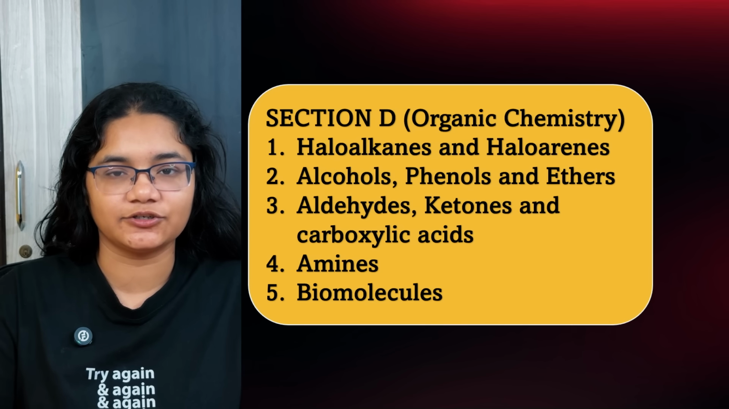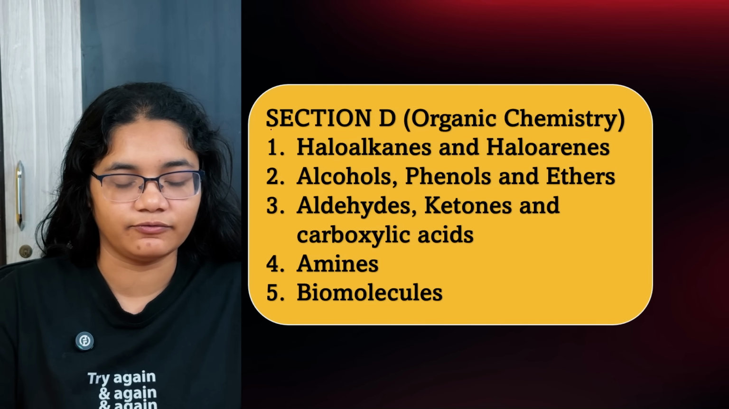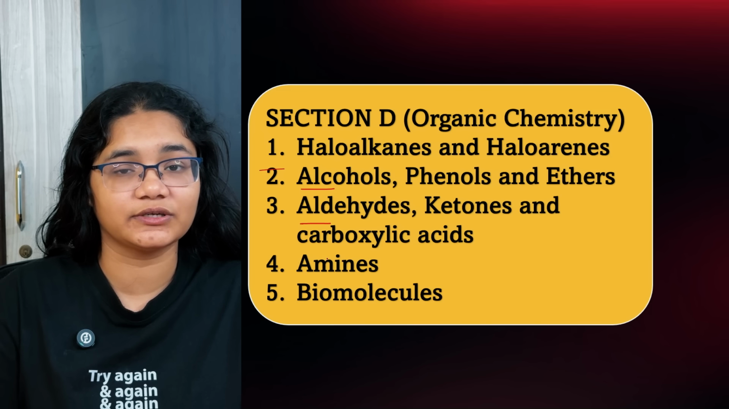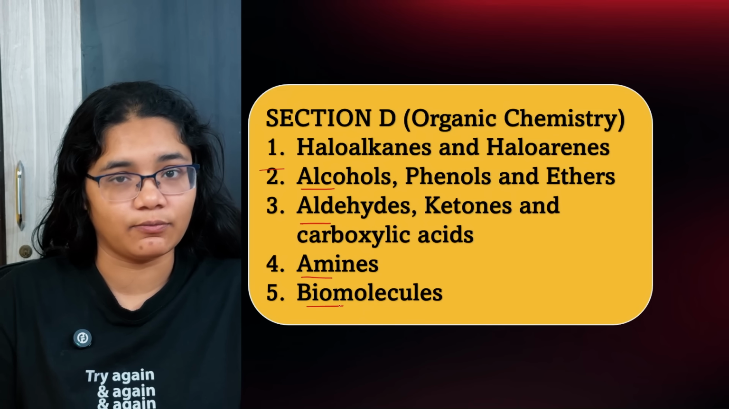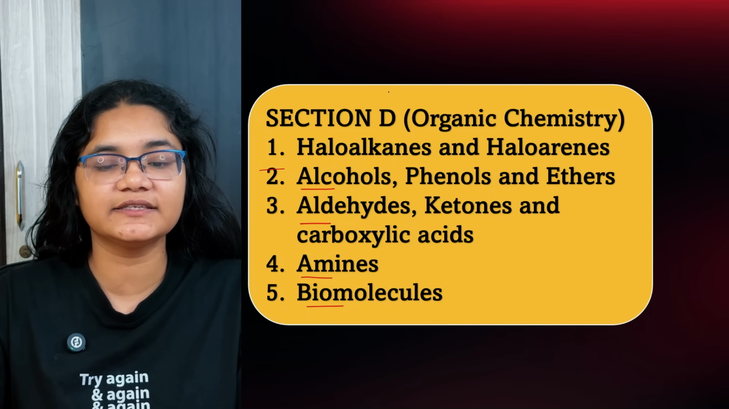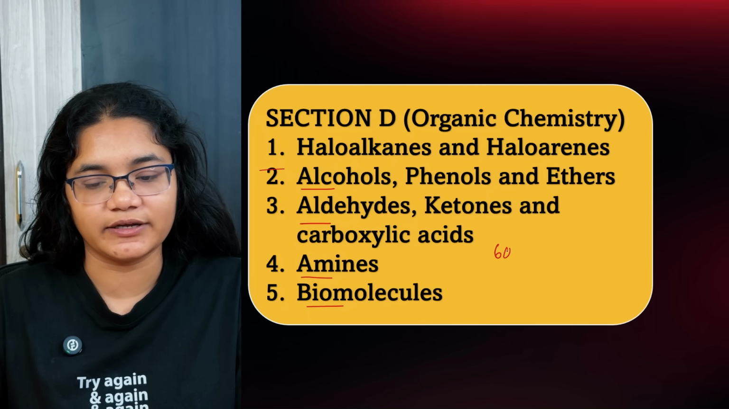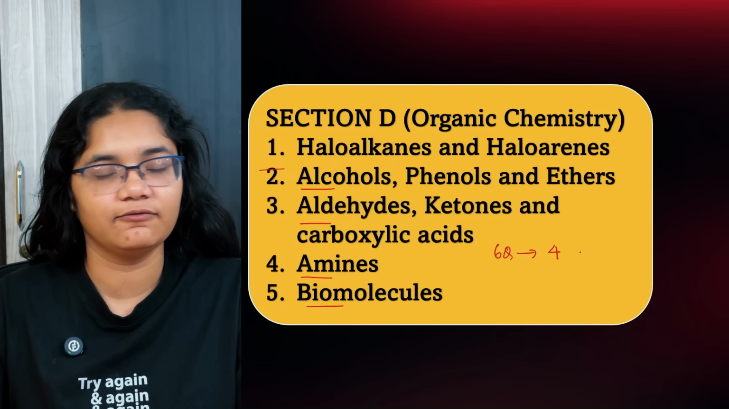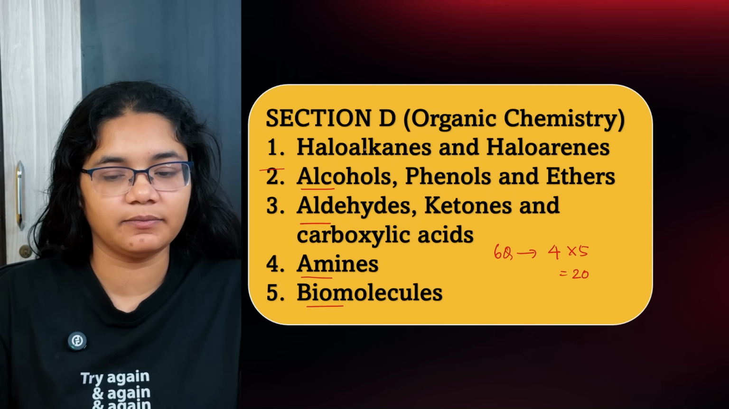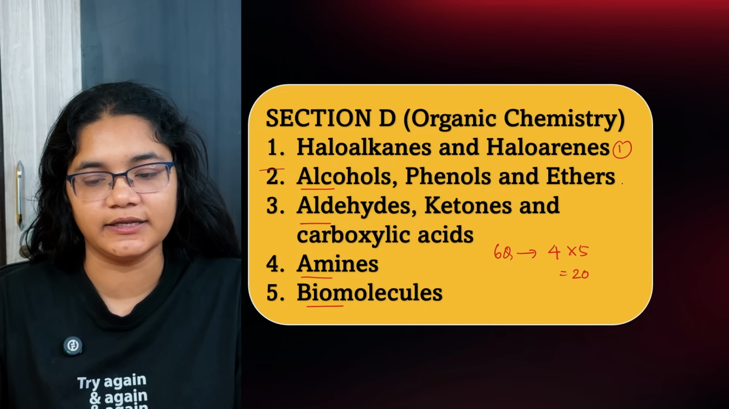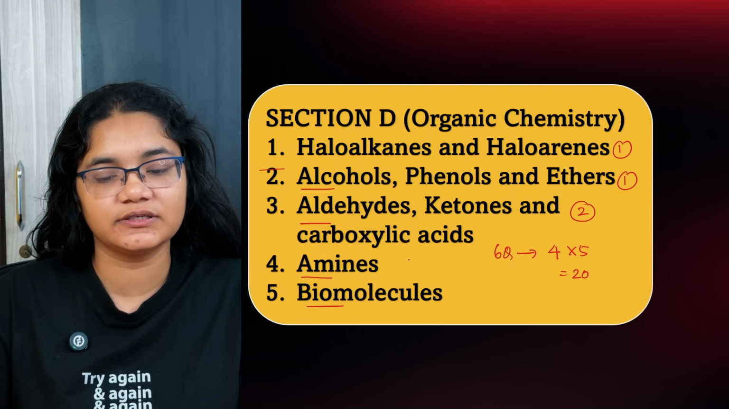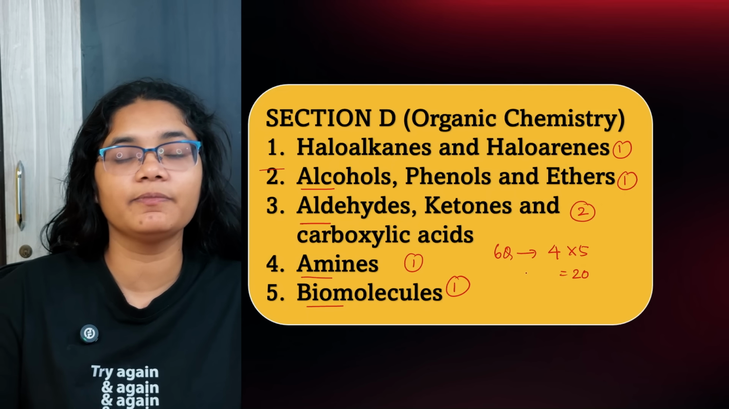Next, we'll move to section D, organic chemistry. Here we have chapters: haloalkanes and haloarenes, alcohols, phenols, ethers, aldehydes, ketones, carboxylic acids, amines, and biomolecules. In section D, there will be a total of 6 questions, out of which you have to attempt any 4, and each question of 5 marks will give you 20 marks. There will be 1 question from haloalkanes and haloarenes, 1 from alcohols, phenols, and ethers, 2 from aldehydes and ketones, 1 from amines, and 1 from biomolecules.